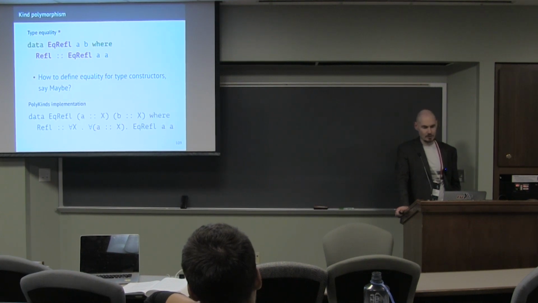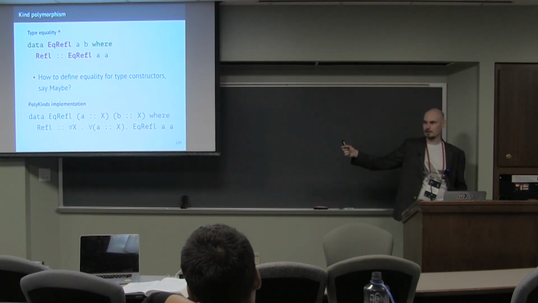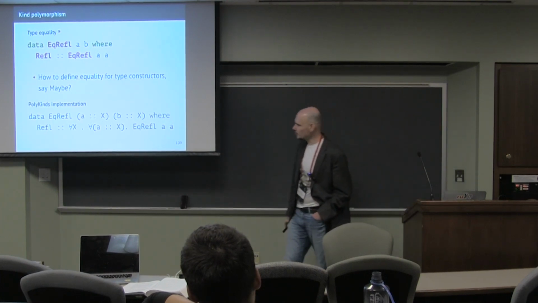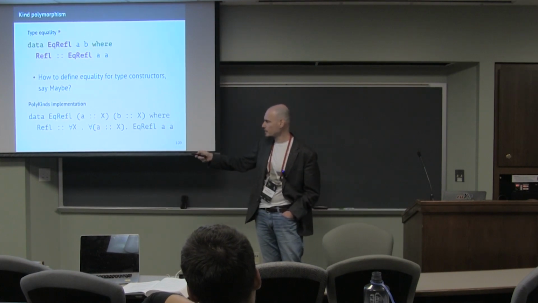Polykinds allows us to implement the same equality, type equality, in other settings. So maybe it doesn't have this star kind. It has a star to star kind. So in this situation, you will need another type. So the polykinds extension just allows you to do these things like that.